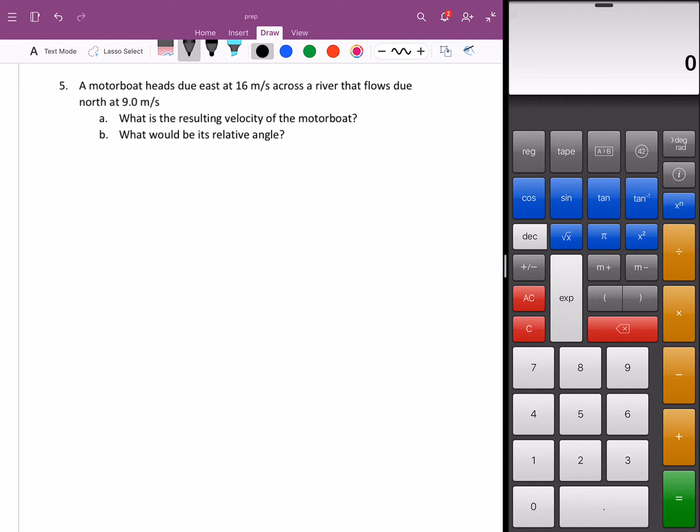I have a motorboat heading east, 16 meters a second, across a river that flows to the north at 9 meters a second. What will be the resultant velocity of the motorboat and its relative angle?